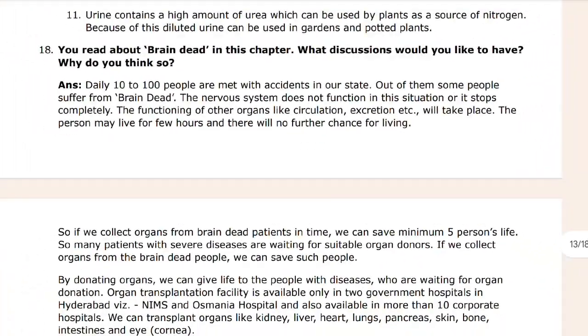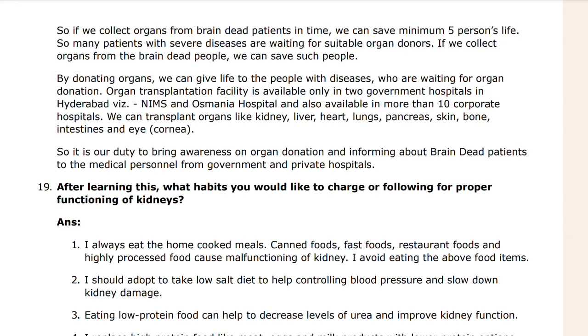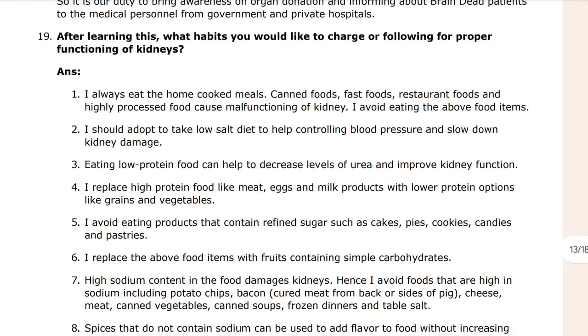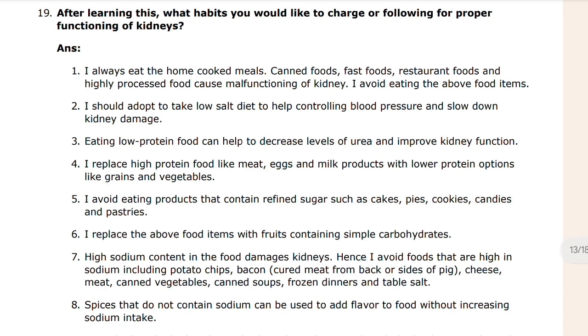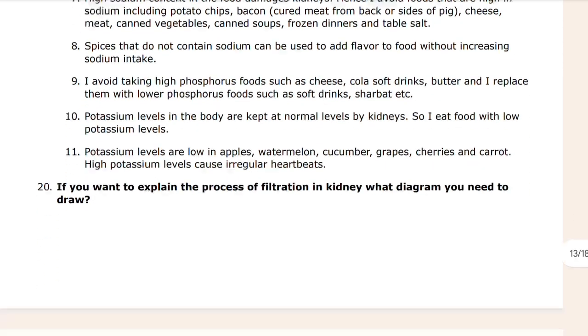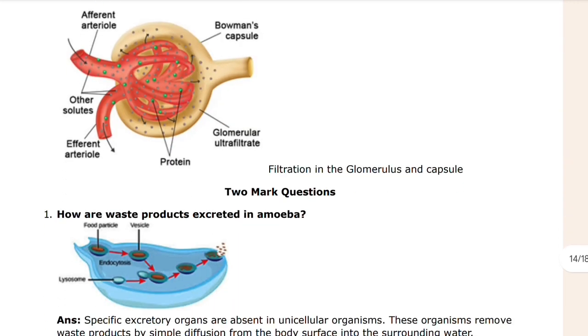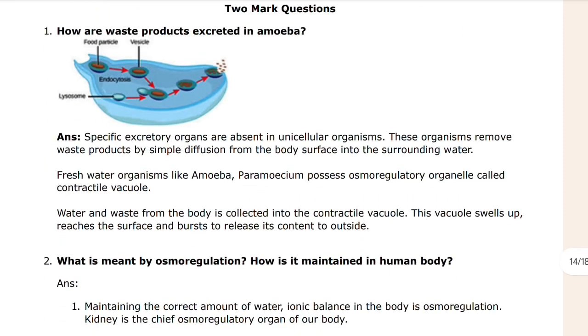Actually, when I was recording on my laptop, something happened with the laptop. When you scroll down with the mouse, it happens, but don't worry, it is clear. If you want to explain the process of filtering in the kidneys, it is given here. How does the amoeba remove waste products? How does the amoeba do this? It is given here.